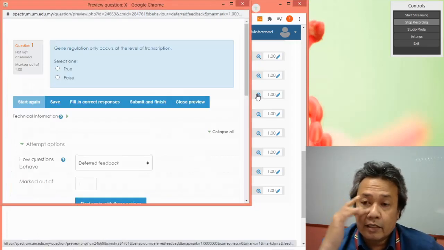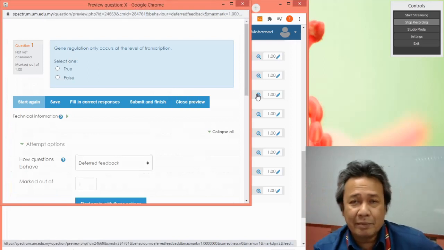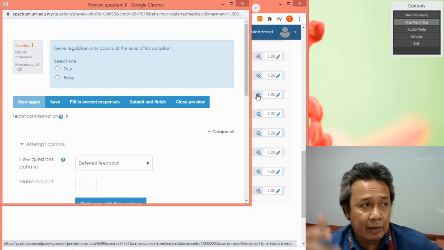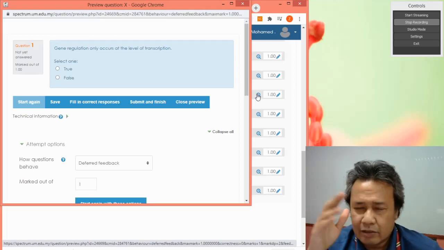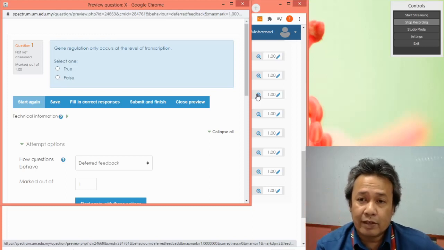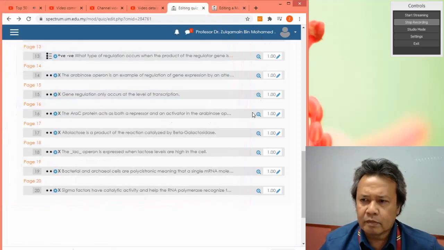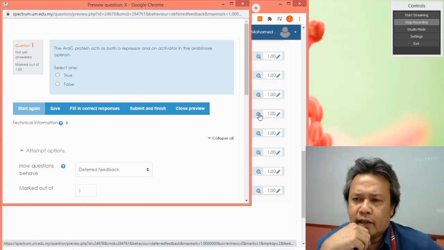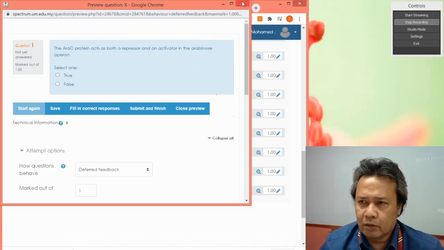Gene regulation only occurs at the level of transcription. Looking at my very first slide, it says gene regulation can occur at many different stages. Right? It can occur at translation, at mRNA stability, post-transcriptional regulation. So there are various steps where you can put gene regulation. So this answer is also false. The AraC protein acts as both repressor and activator in the arabinose operon. This is true. This is one special property of the arabinose operon.